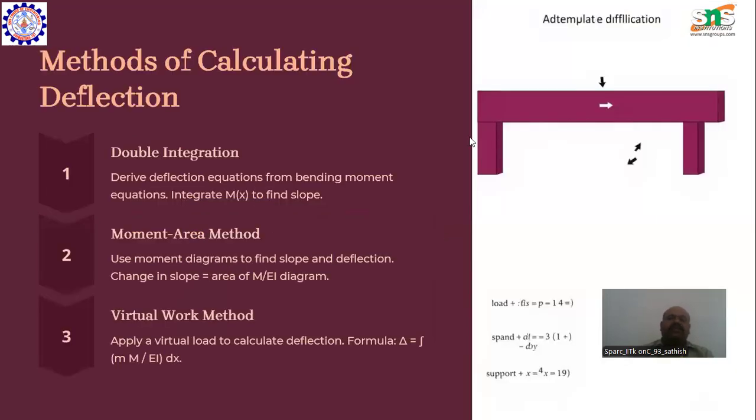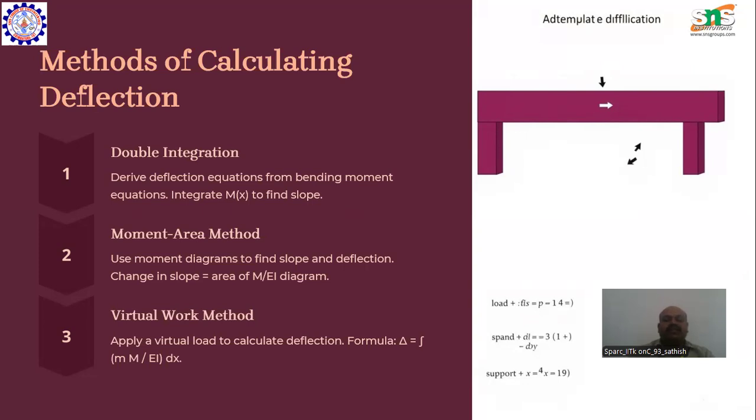So methods of calculating deflection. So we have 3 to 4 methods. Those are double integration method, moment area method, and virtual work method. So double integration method derive deflection equations from bending moment equations and integrate M(x) to find slope. So further integrating the slope, we will get the deflection of the beam.